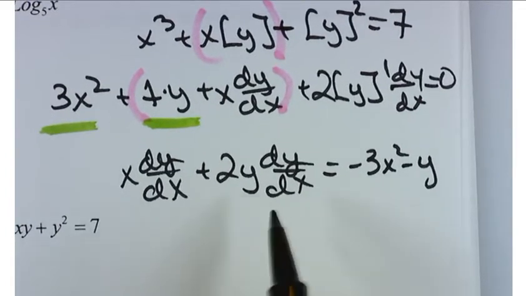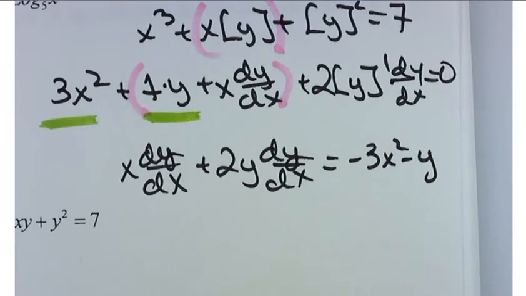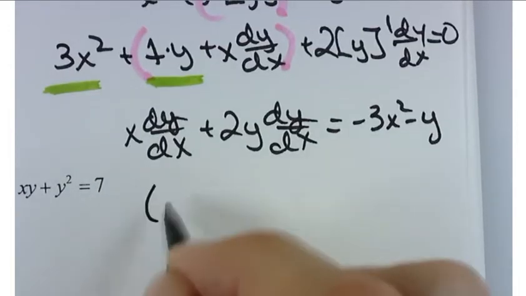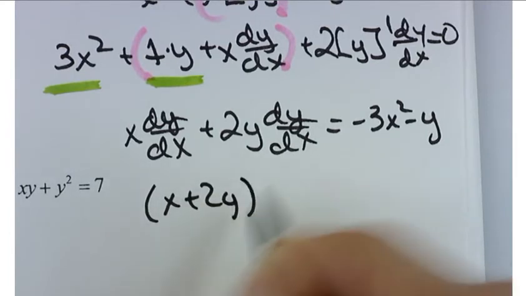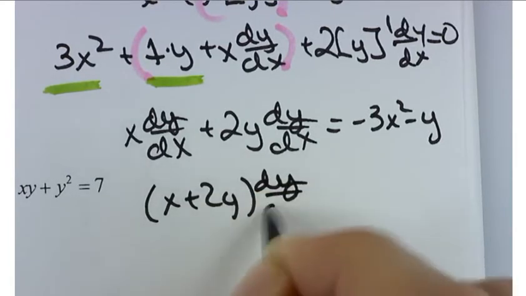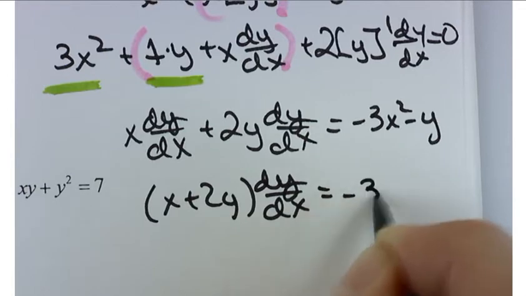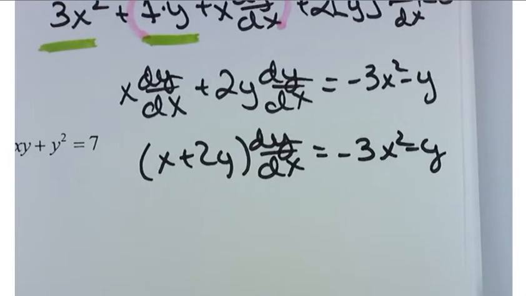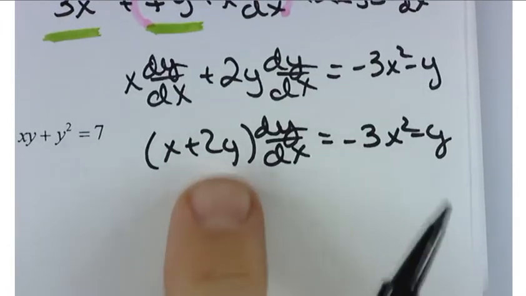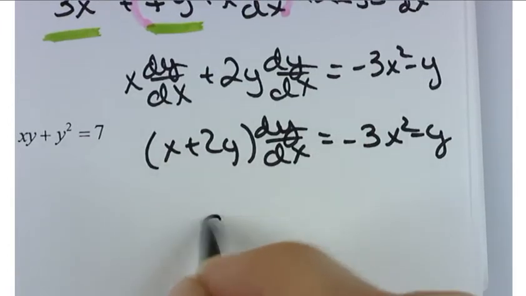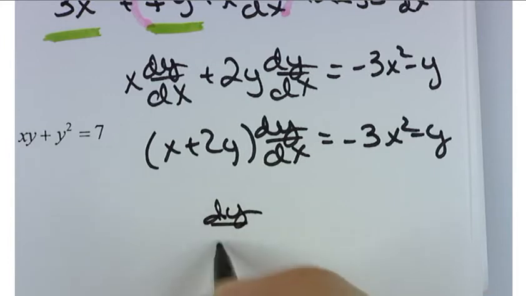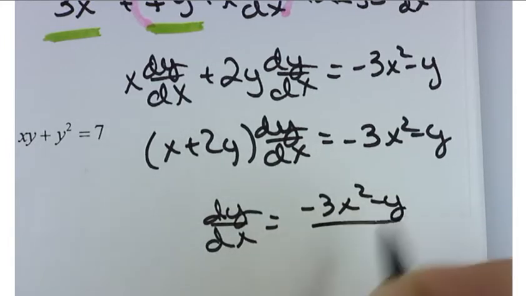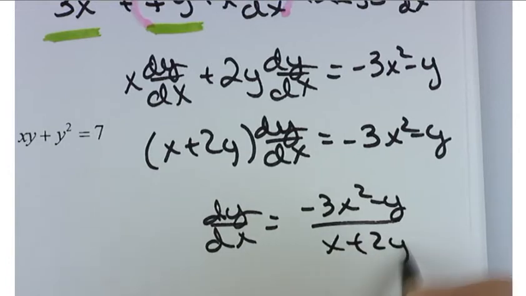Getting closer. We want to get the dy by dx term all by itself. So what I'll do next is I'll factor out dy by dx. And there's one last thing to do. Divide. I'm going to divide by this coefficient. I'll finish up with dy by dx equals negative 3x squared minus y over x plus 2y.